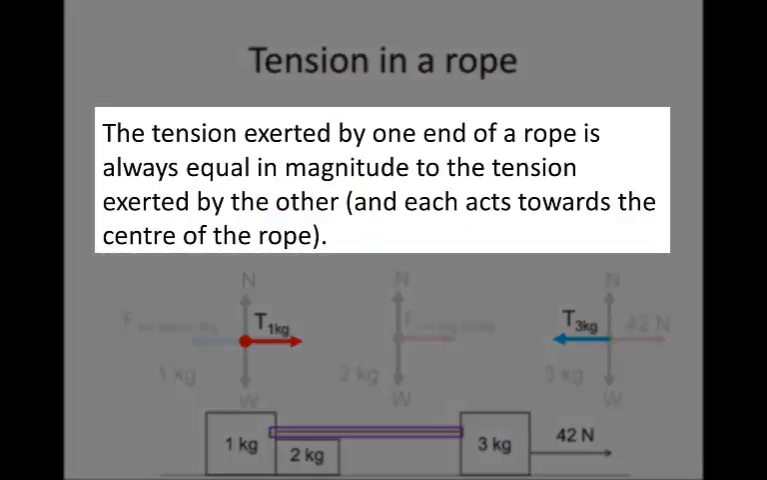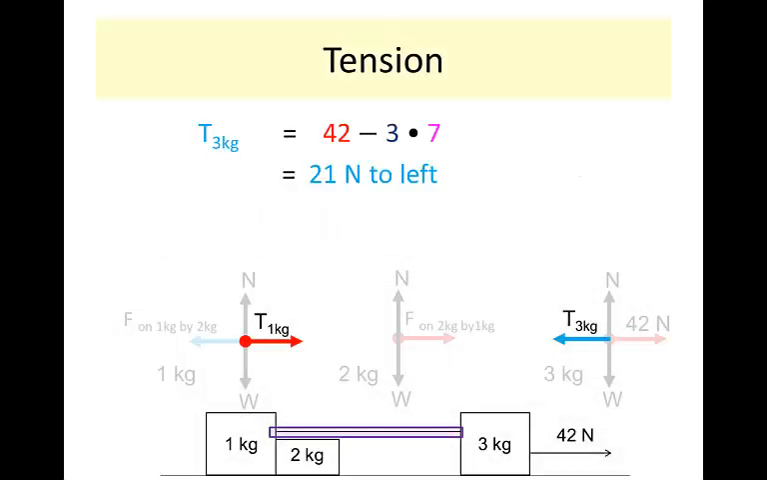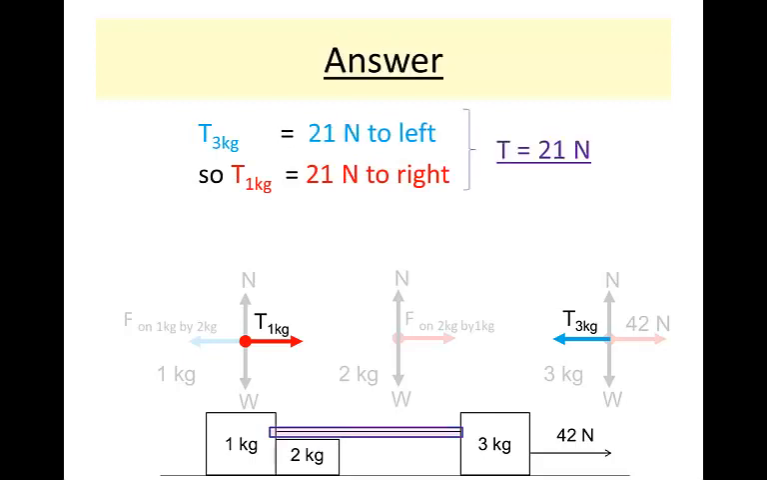We know that the tension exerted by one end of a rope is equal in magnitude to the tension exerted by the other, but they act towards the center of the rope. So the tension exerted on the 3 kilogram body is 21 newtons to the left. And so the tension exerted on the 1 kilogram object is also 21 newtons, but now to the right. And so we can give our answer as the tension being 21 newtons. The tension in a rope like this has direction towards the center of the rope.